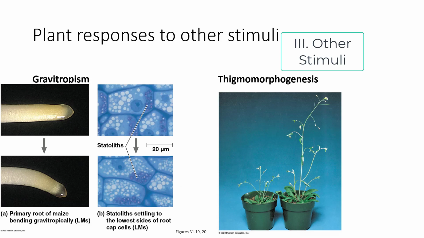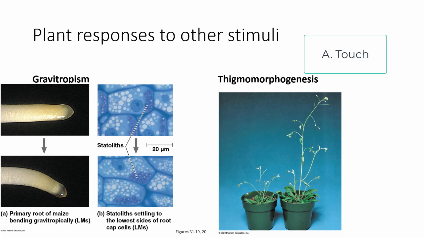Here's an example of gravitropism, which I mentioned earlier, that the root will bend towards the gravity as these statoliths, which are little starch granules, fall to the bottom of the cell. This actually tells the cell what direction gravity is acting in. It's kind of cool. There's thigmomorphogenesis, which is the response to touch. And if you touch a plant too much, it'll grow smaller. This helps it, because if it was being touched too much, it may fall over. So it's helpful to be smaller if you're being constantly brushed against by other plants.